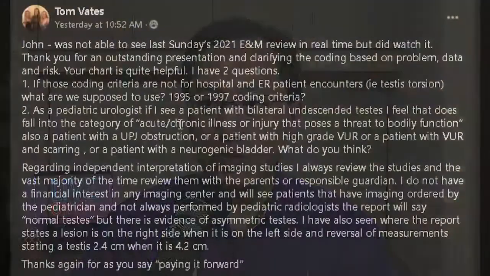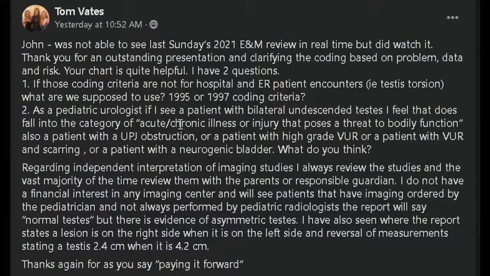So that, for bilateral undescended testis, the way the patient presents to you, I think that's a level 3 problem, which is a stable chronic illness and not a level 5 problem. So level 3 problem and not a level 5 problem. So let's go on to, what else did you mention?